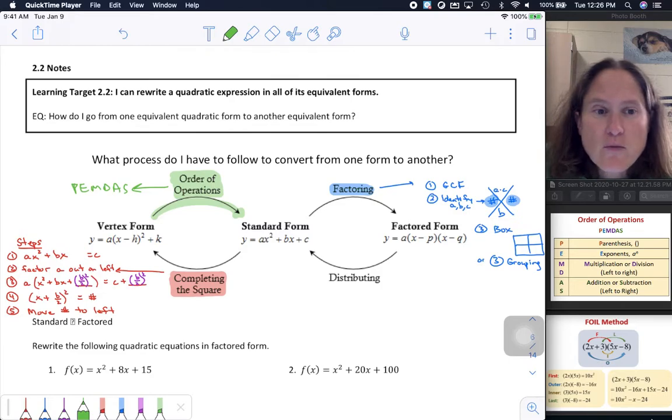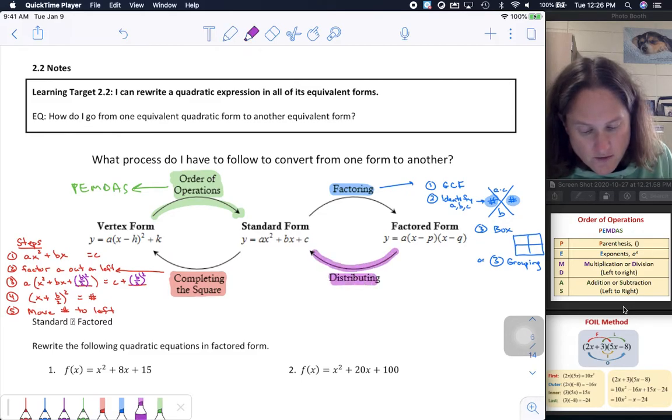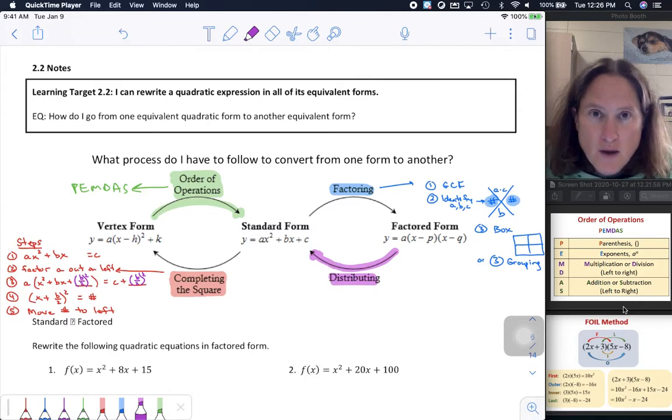If you need more information about that, look over here on the bottom right-hand corner. I would go ahead and pause the video and write PEMDAS down and what each letter stands for, okay? The second thing is if we are trying to go from factored form to standard form. That's going to be the distributive property, okay?